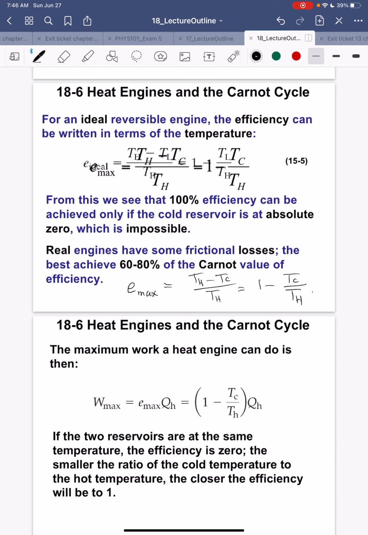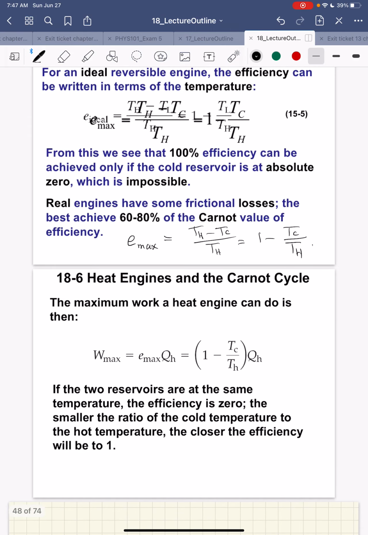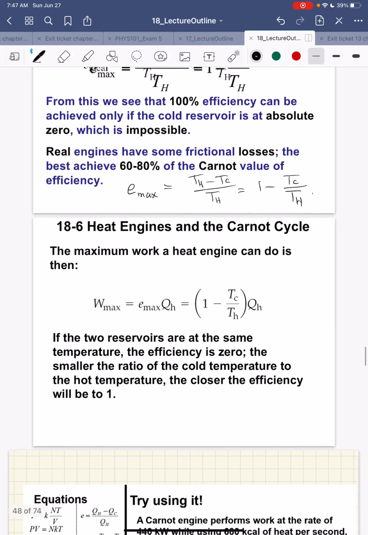The maximum work that an engine can do is W max equals the maximum efficiency times Q hot, and it can be written as 1 minus TC over TH times QH. If the two reservoirs are at the same temperature, the efficiency is zero. The smaller the ratio of the cold temperature to the hot is, the closer the efficiency gets to one.